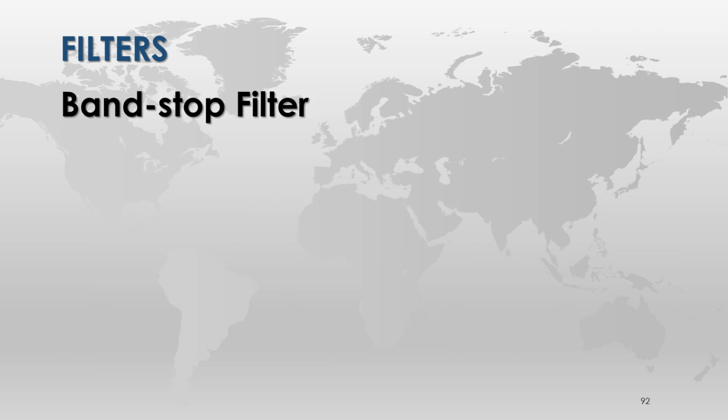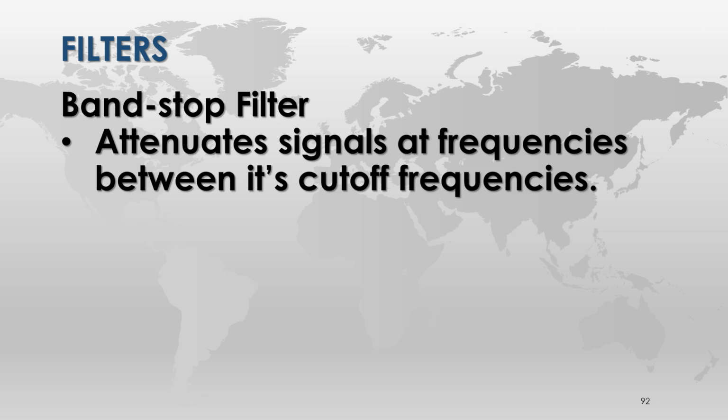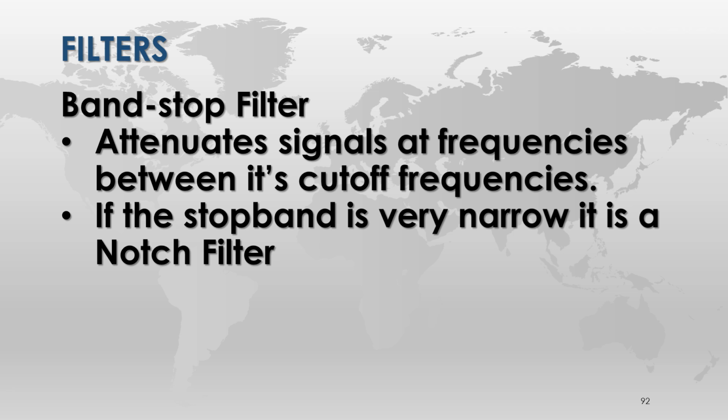Okay, the band stop filter attenuates signals at frequencies that are between its cutoff frequencies. So you've got a band pass, whatever the cutoffs are, that's what gets through, and a band stop is whatever the cutoffs are, that can't get through. So if you've got a neighbor with something that's just messing you up at a certain frequency, you put a band stop filter on, and it knocks out that frequency from getting into your system. If the stop band is very narrow, it's called a notch filter.